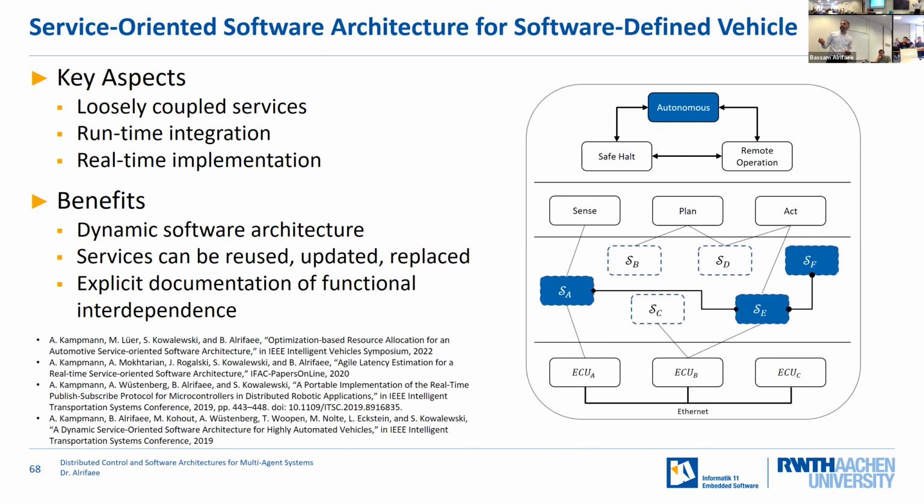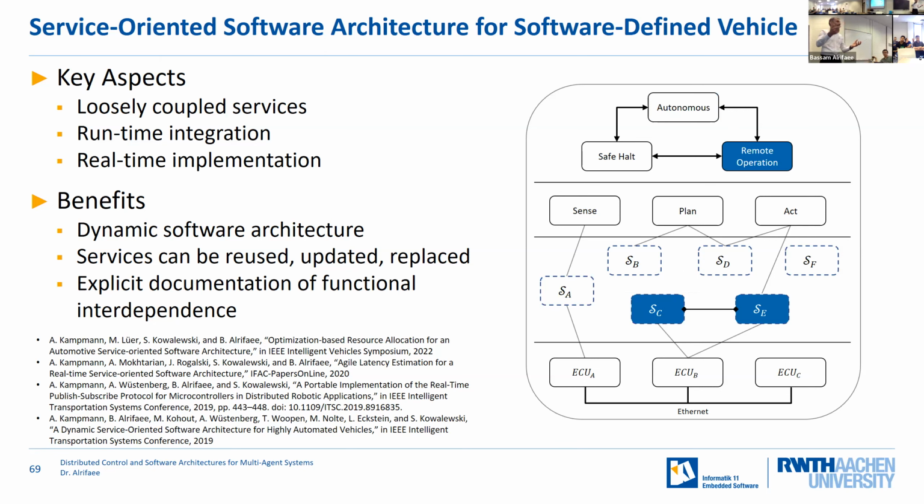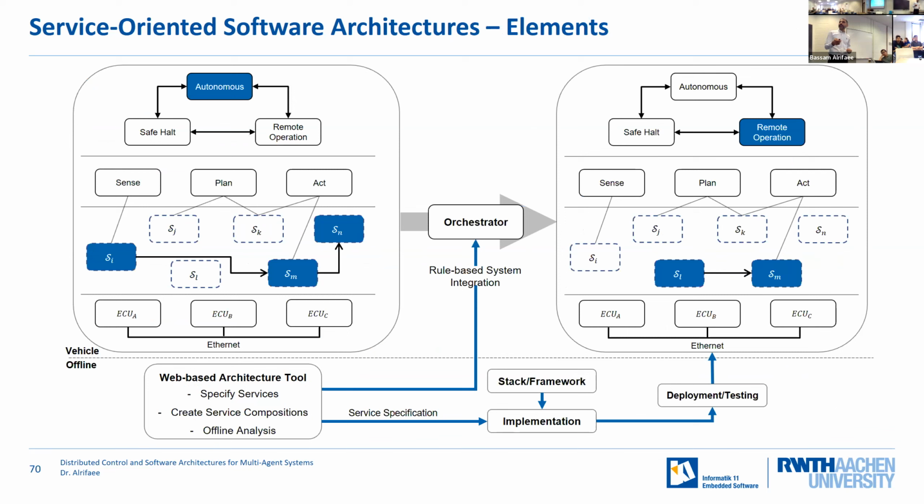And here's the function architecture. This is only an example, right? So we have here Sales Plan Act, and they are mapped to services, and the services are mapped to ECUs. This is a very short introduction into architecture. And now we are switching from autonomous driving into remote operation. And this is what an architecture should enable. It should ease the organization of a system.